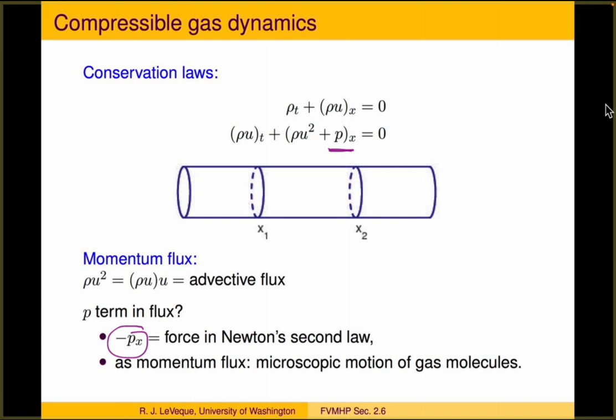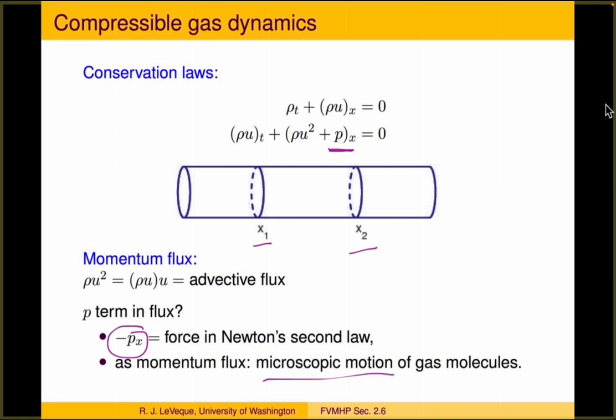So that's one way to look at the derivation of this, but that doesn't quite fit into the framework we've been looking at with deriving things in terms of fluxes at the boundary. How does that pressure correspond to a flux at x1 and x2 and differencing those? Well, to understand that, we really have to look more at the microscopic motion of gas molecules. When we look at these equations, this u that we're talking about here is really an averaged u, the bulk velocity.